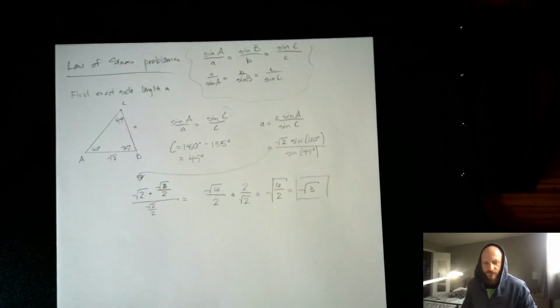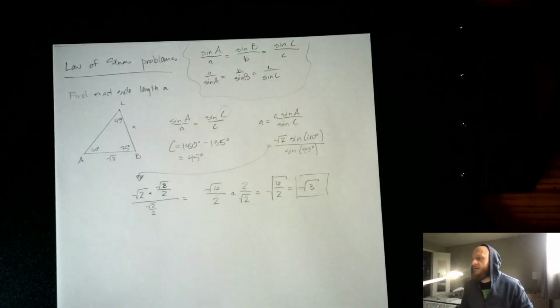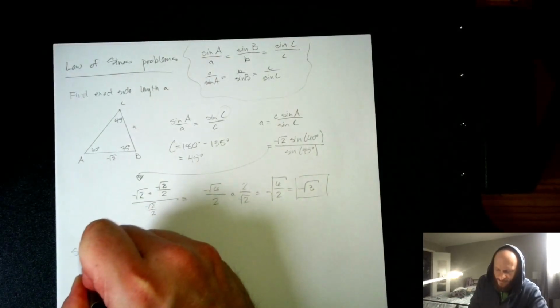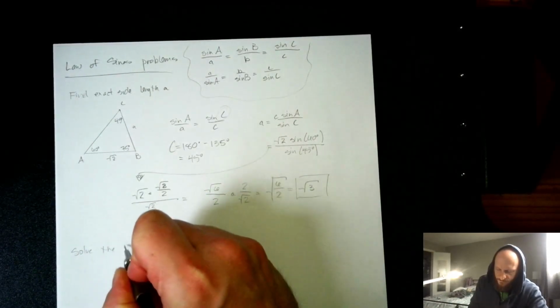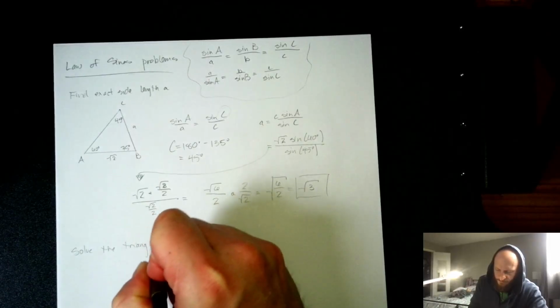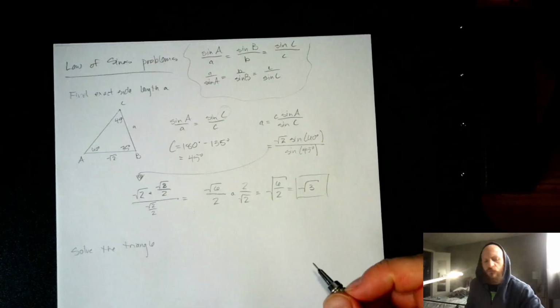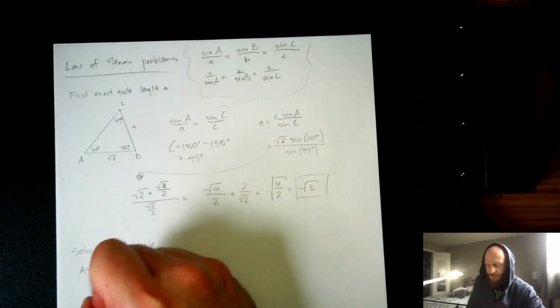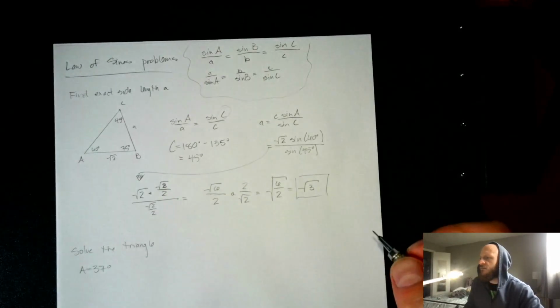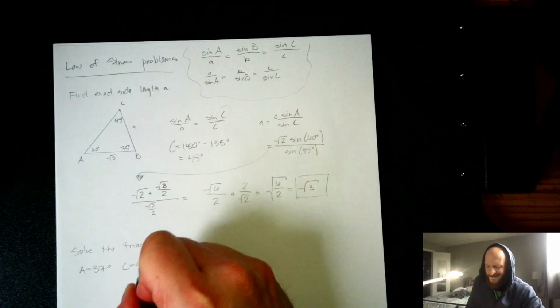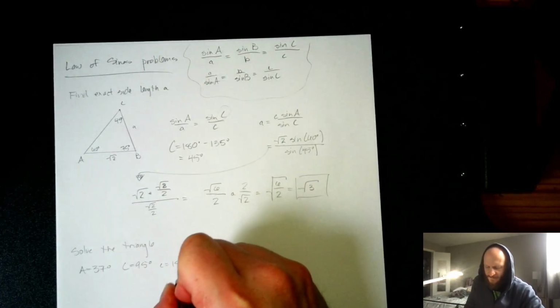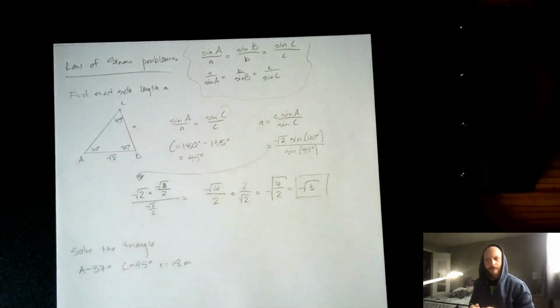What other problems do we have? Right, we'll just solve a triangle here. We'll solve a few triangles. The first one, we've got angle A is 37 degrees, angle C is 95 degrees, and side C is 18 meters.